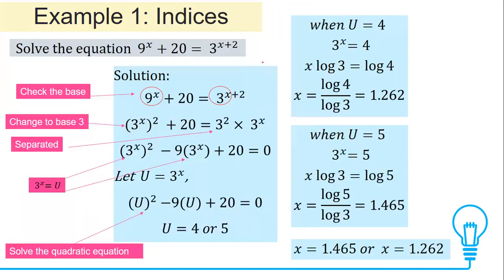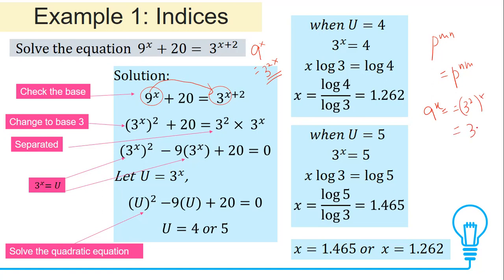Okay, so the second one is indices. With indices, the first thing we check is the base. This is 9^x, this is 3^x, but 9 can be changed to the similar base. 9 is 3², so 9^x is actually 3^(2x). Since in indices (p^m)^n equals p^(mn), 9^x is 3 to the power of 2 multiplied by x.